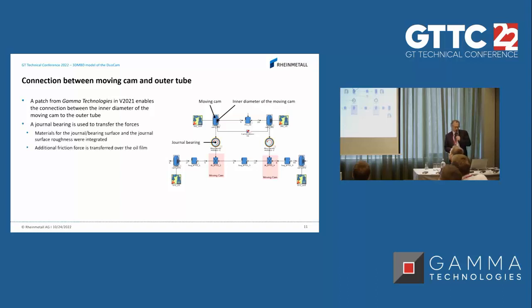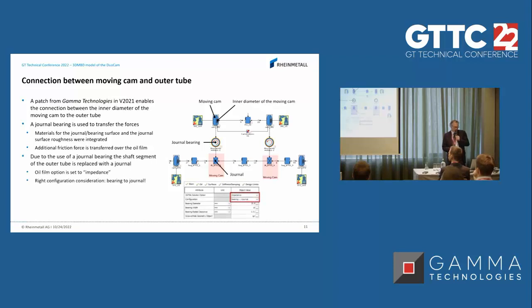Now the journal bearing is used to transfer the friction forces over the oil film and consider damping effects. After that, it is necessary to connect the journal bearing with the journal element.